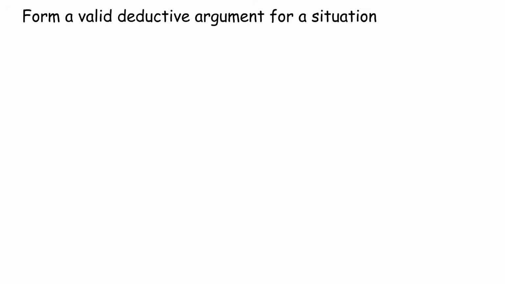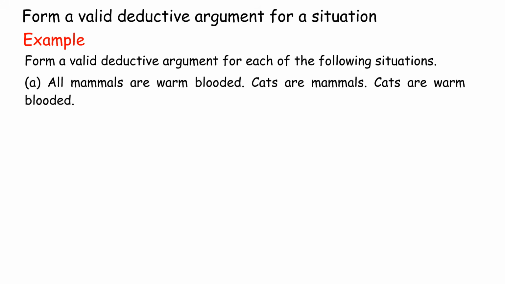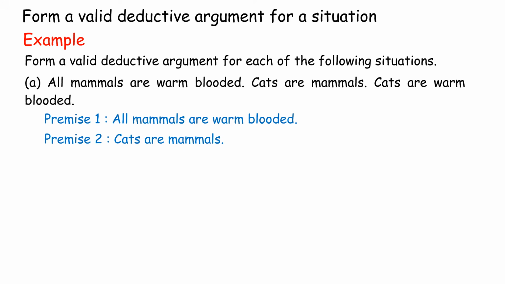Form a valid deductive argument for a situation. Example. Form a valid deductive argument for each of the following situations. A. All mammals are warm-blooded. Cats are mammals. Cats are warm-blooded. Premise 1. All mammals are warm-blooded. Premise 2. Cats are mammals. Conclusion. Cats are warm-blooded.